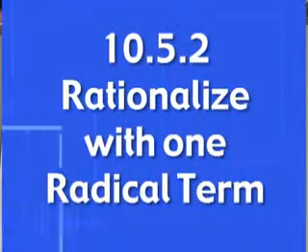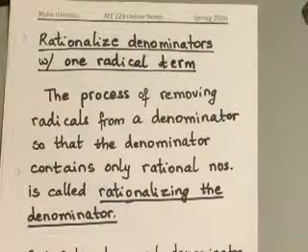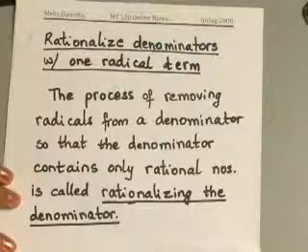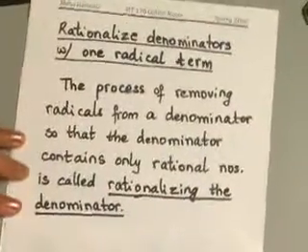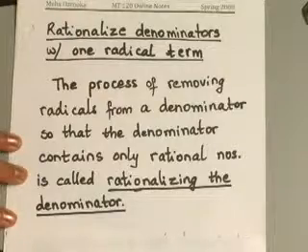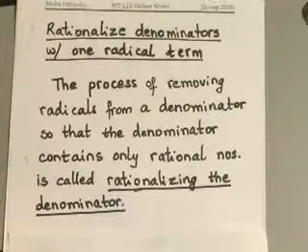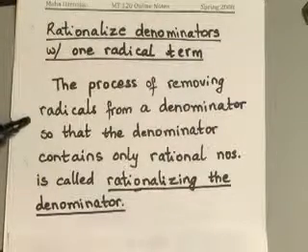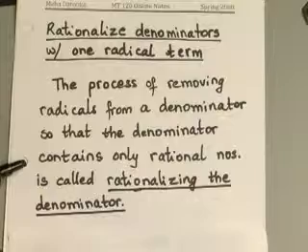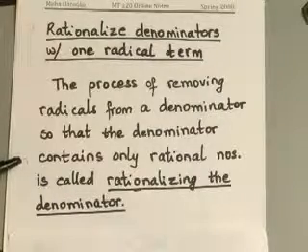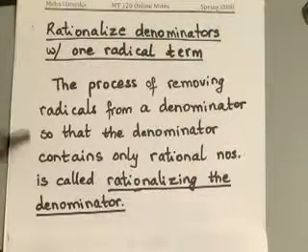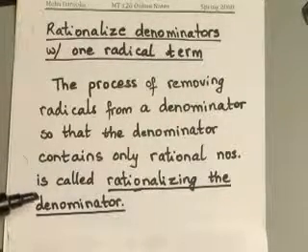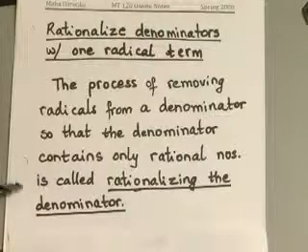Okay, the next thing that I want to talk about is what we call rationalizing the denominators. So let's go ahead and see what that is first. When you are rationalizing a denominator, the idea is basically removing radicals from the denominator so that your denominator contains only rational numbers. And since you're removing radicals and leaving your answers with rational numbers, that's why the process is called rationalizing the denominator.